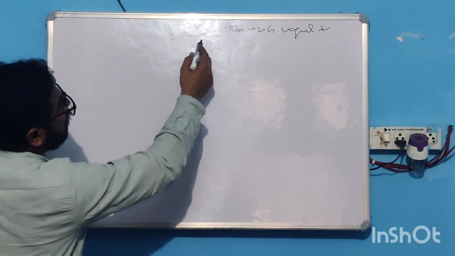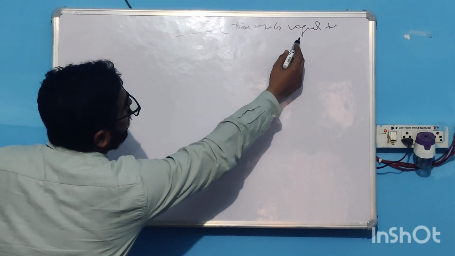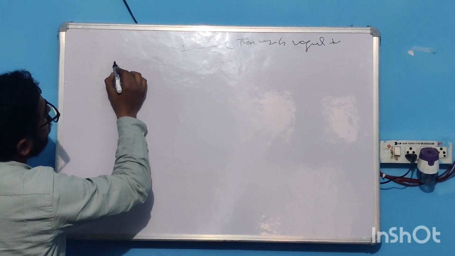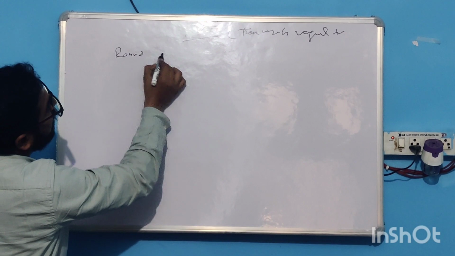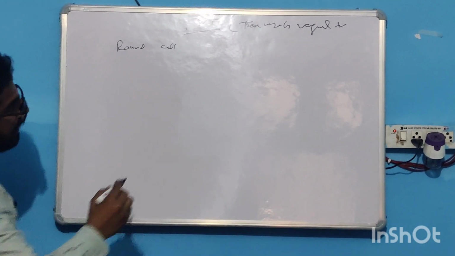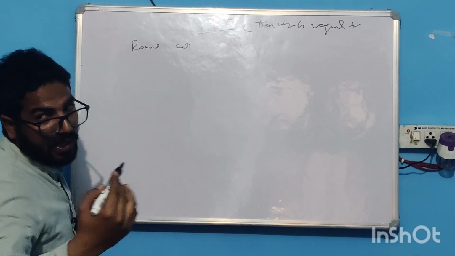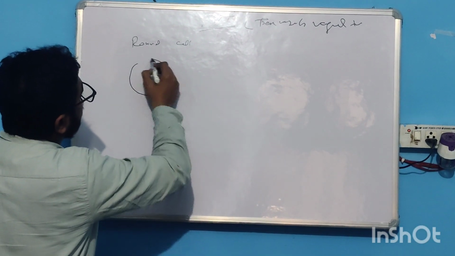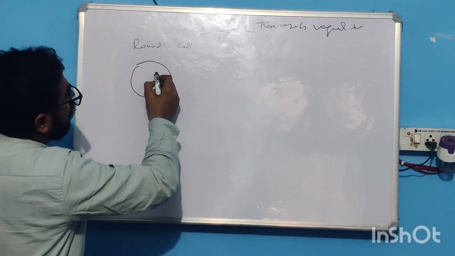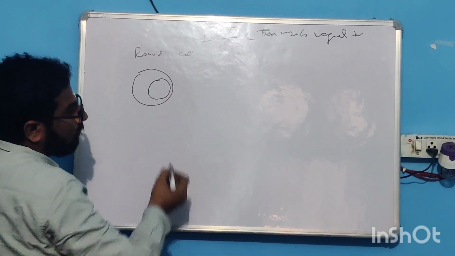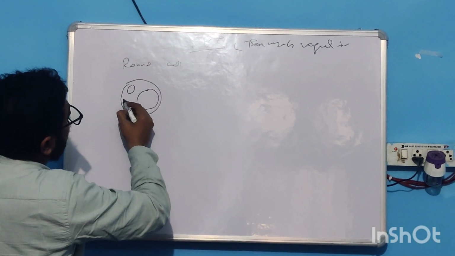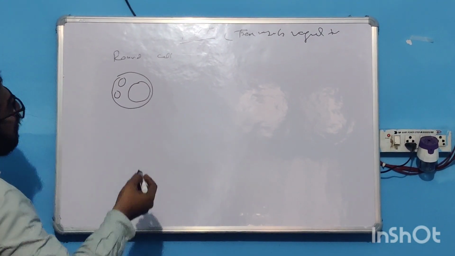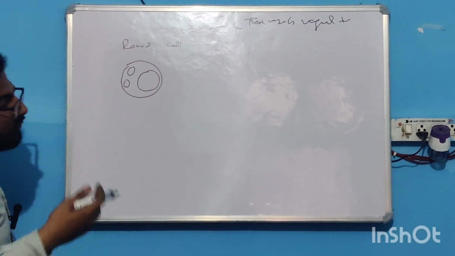We are discussing transmissible venereal tumor, that is TVT. It is a round cell tumor. So basic identification: how we identify this tumor is, you simply find round cells, round nuclei, and you see white vacuoles.